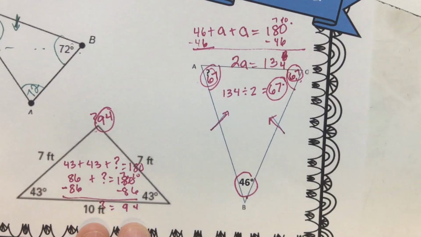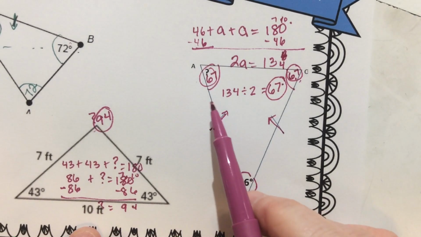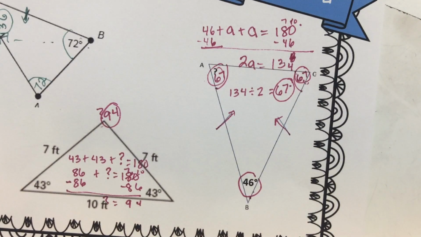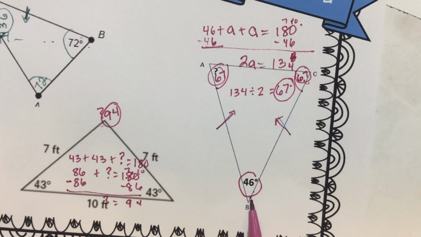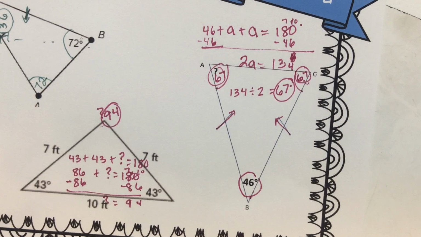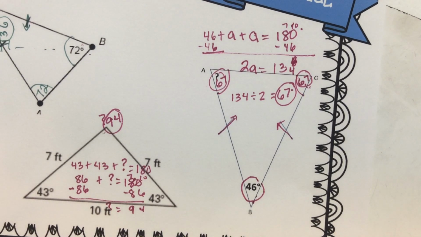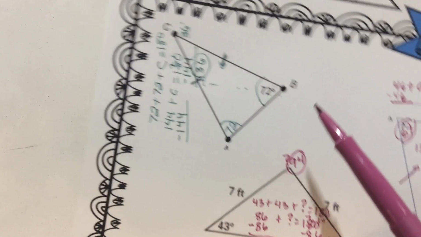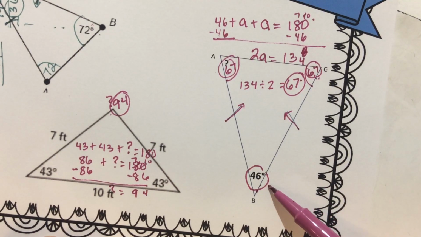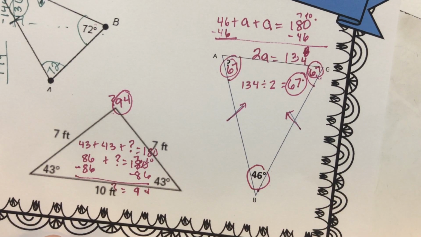Now, if I wasn't 100% sure, what I could do is add these up. 67 plus 67 plus 46 and ask myself, do those add up to 180 degrees? Okay, so it's a little bit trickier when you know the angle that is not one of the congruent ones. In your isosceles triangles, you have two that are congruent and one that is not. When you know the two that are congruent, it was really easy. Right here, when you only knew one of these, you had to subtract and then divide by 2, okay?